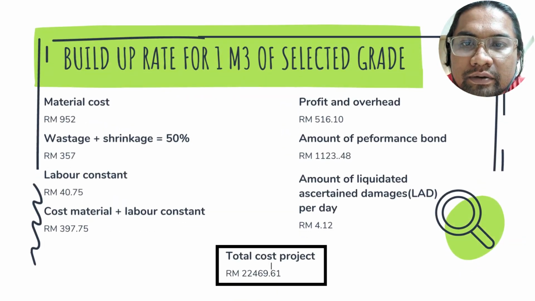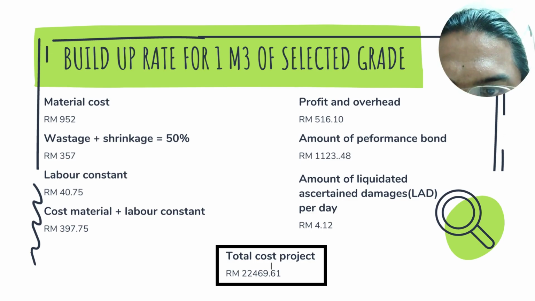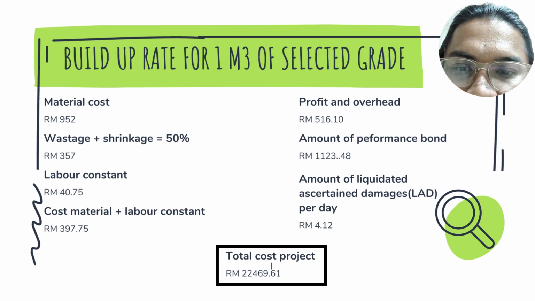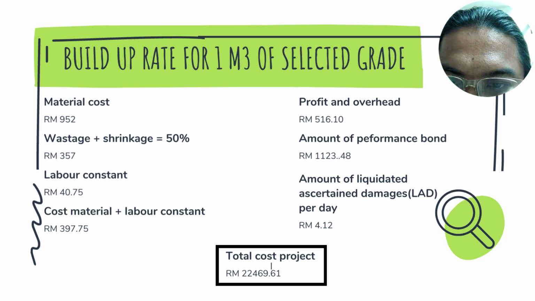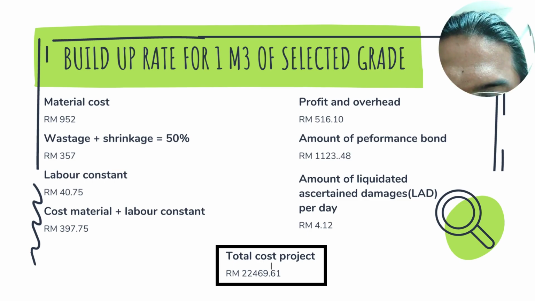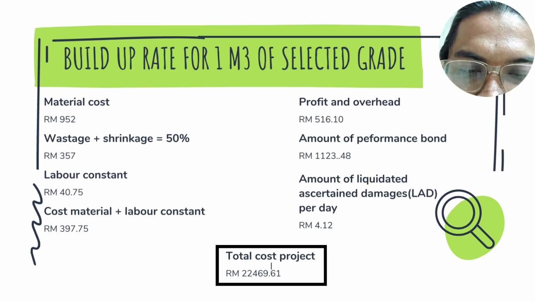Okay, for the next one which is build up rate for 1 meter cube of selected grade. So for the material cost which is 952 ringgit, wastage plus application equals to 50%. Total is 357. For the labor constant 40 ringgit and 75 cent. Cost material plus the labor constant which is 397.75. For the profit and overhead is 516 and 10 cent.